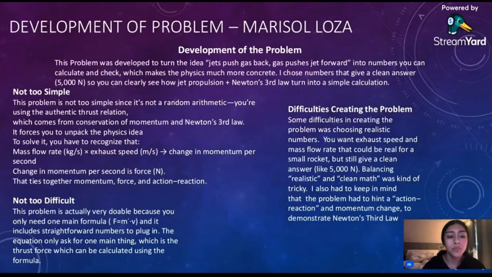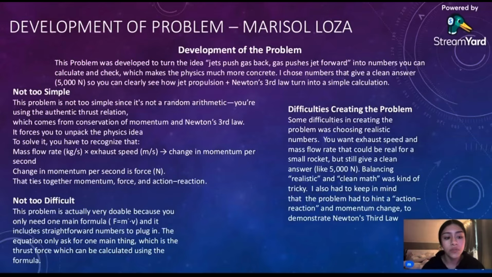Not too simple. This problem is not too simple since it's not random arithmetic. You're using the authentic thrust relation, which comes from conservation of momentum and Newton's third law. It forces you to unpack the physics idea. To solve it, you have to recognize that mass flow rate times exhaust speed gives the change in momentum per second. Change in momentum per second is force in newtons. That ties together momentum, force, and action-reaction.